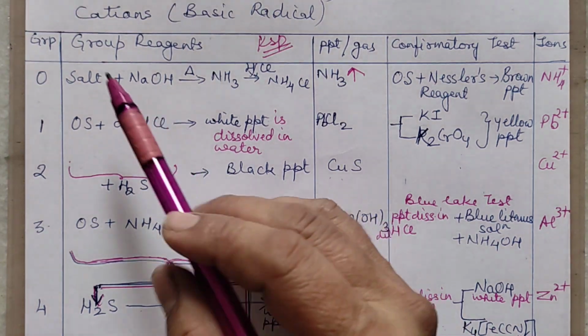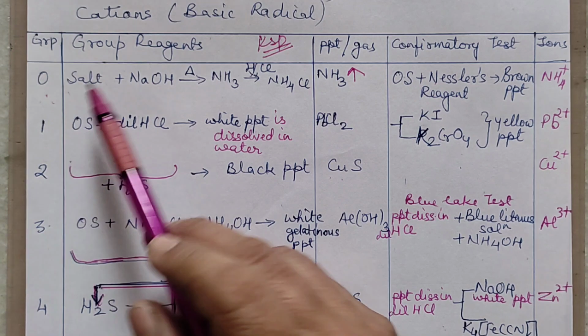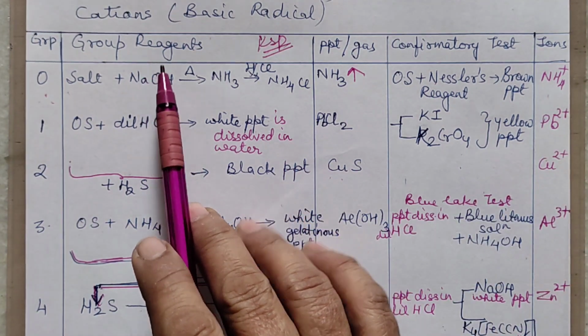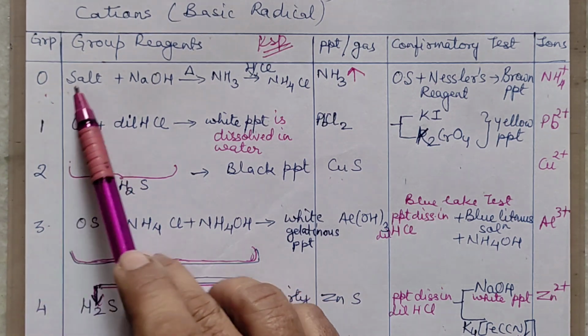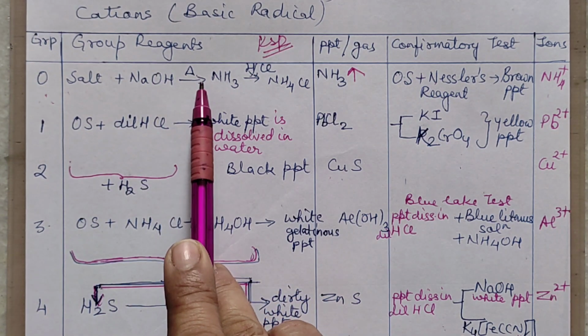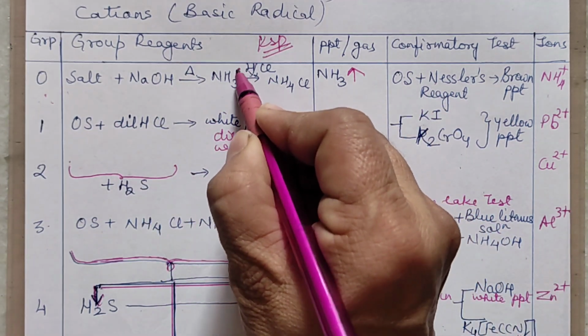Right? So the first is 0 group. In 0 group you have the ammonium ion. And what is the group reagent for 0 group? Salt. It is not salt solution, salt. NaOH you add and you have to heat it. When you heat, you get ammonia gas. This is ammonia gas evolved.